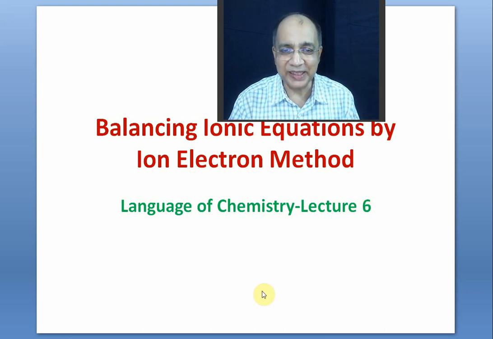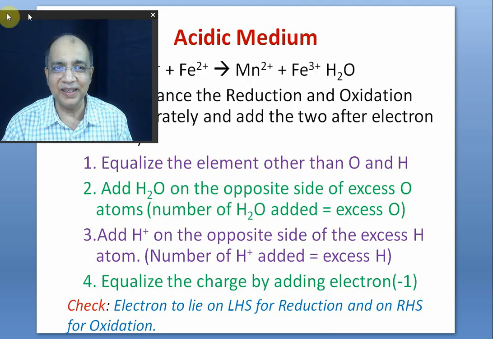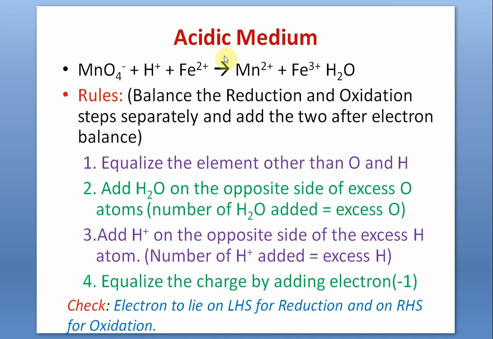So, in this video, we shall be talking about ionic equations. We have already mastered writing ionic equations from the molecular equation, putting the symbols aq, s, l, g. We know how to develop the net ionic equation. So I have given this net ionic equation for permanganate ion, H plus, ferrous ion giving manganese 2 ion plus ferric ion plus water.